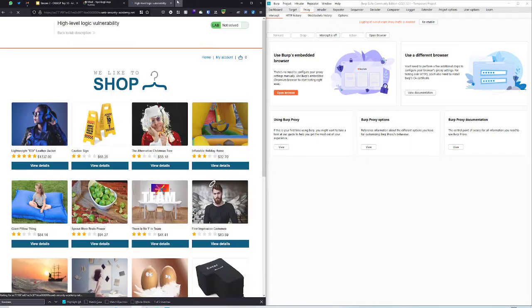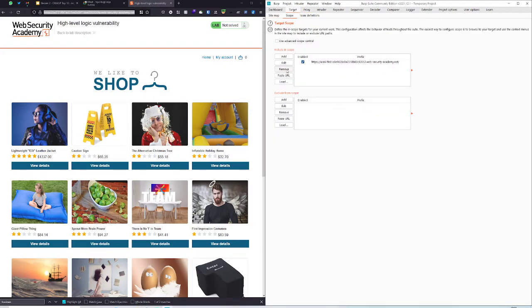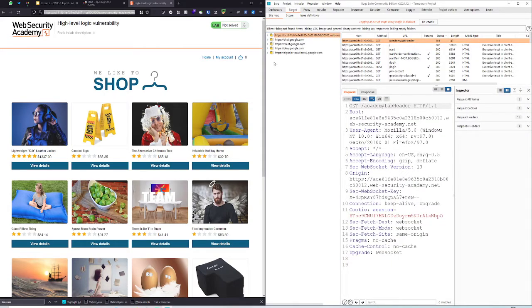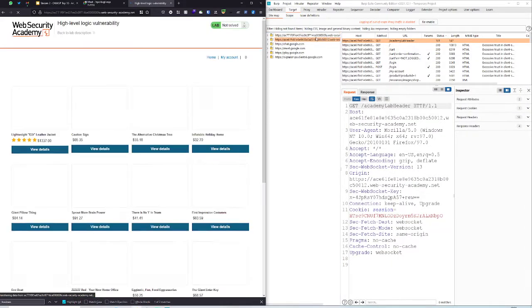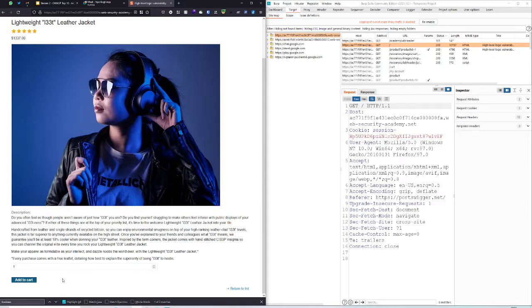We will do one more. There we go. Right, let me just add this to the scope. I'm going to untake that one so we don't get that one anymore. Cool. Okay, so I guess we're buying the same jacket, weren't we? So let's have a look at this.